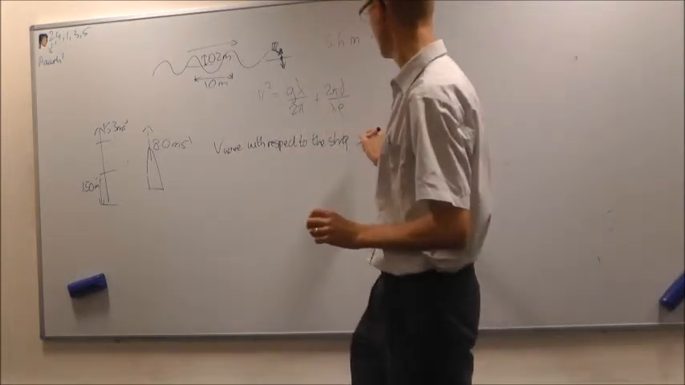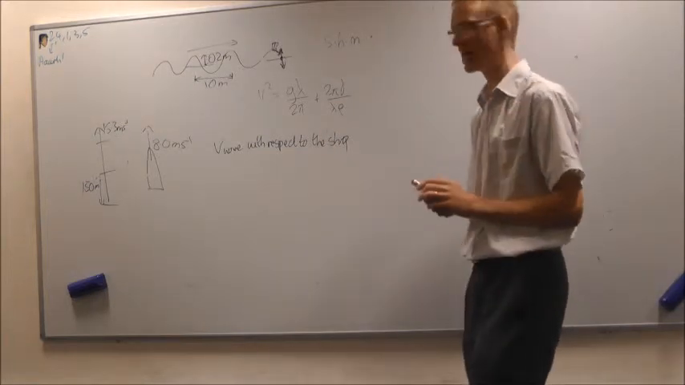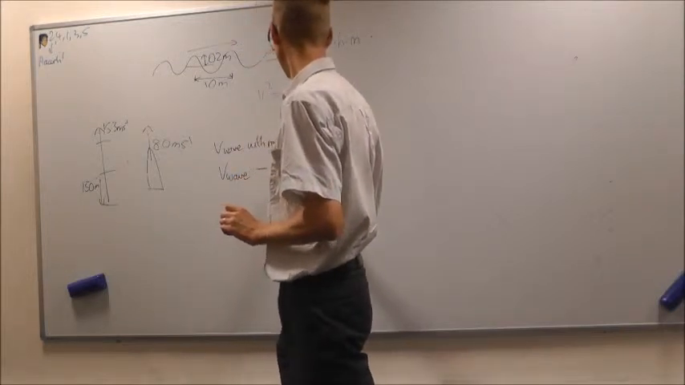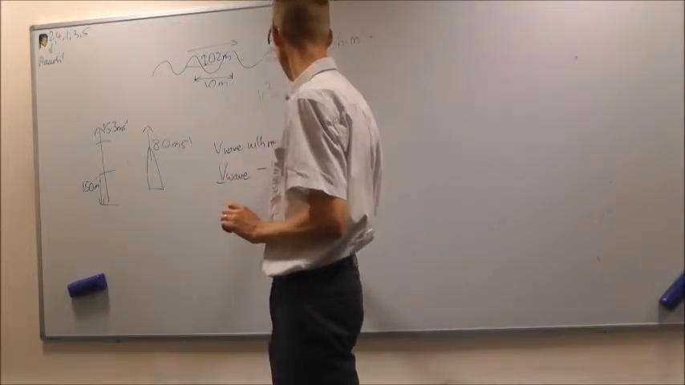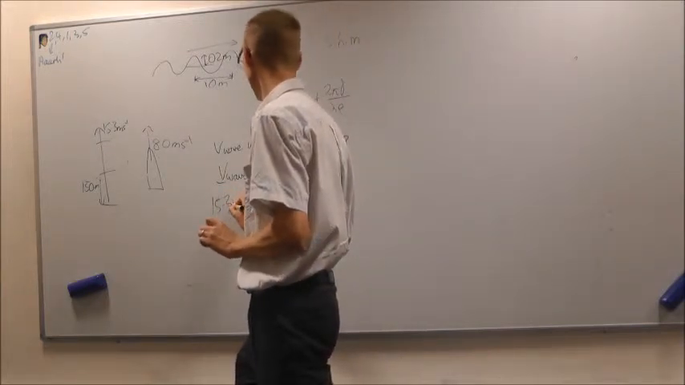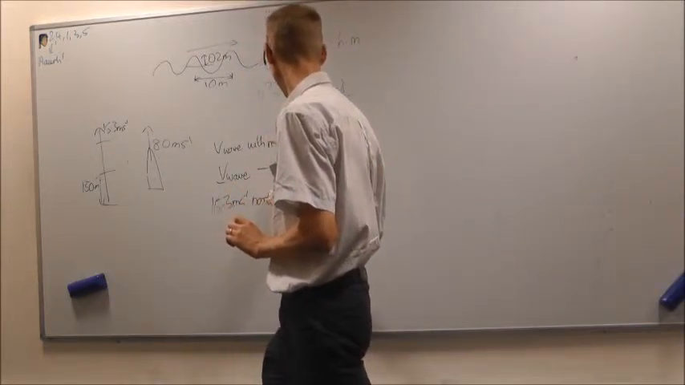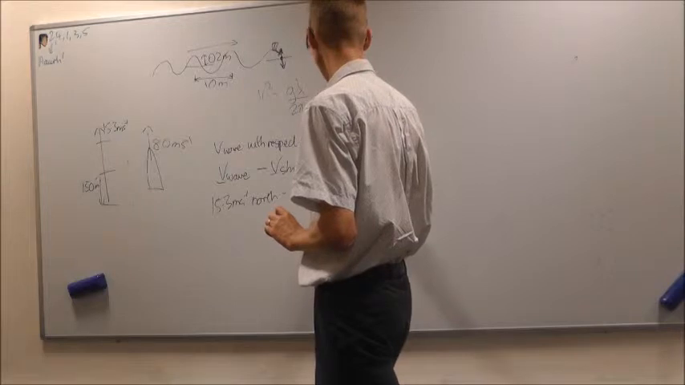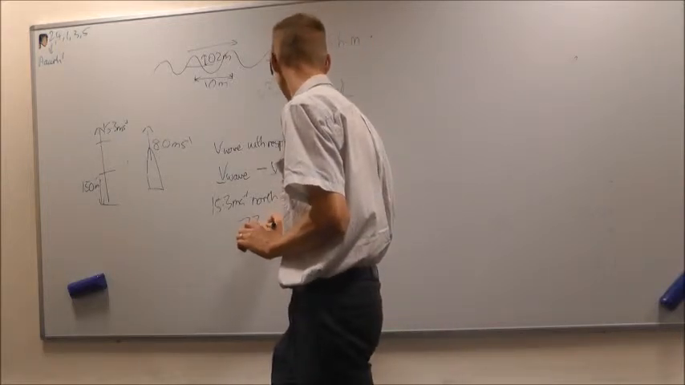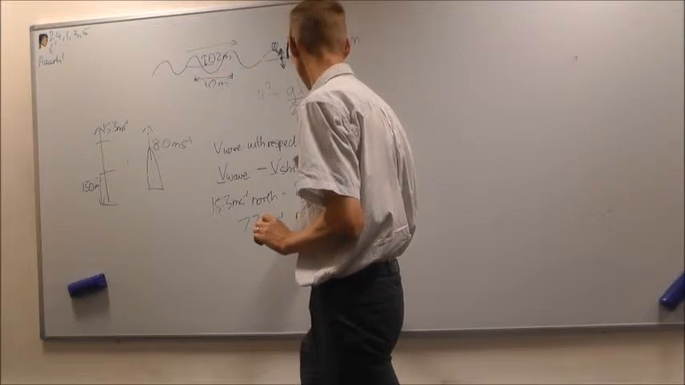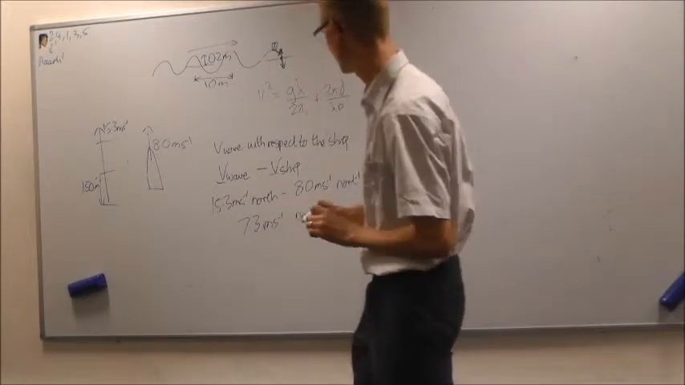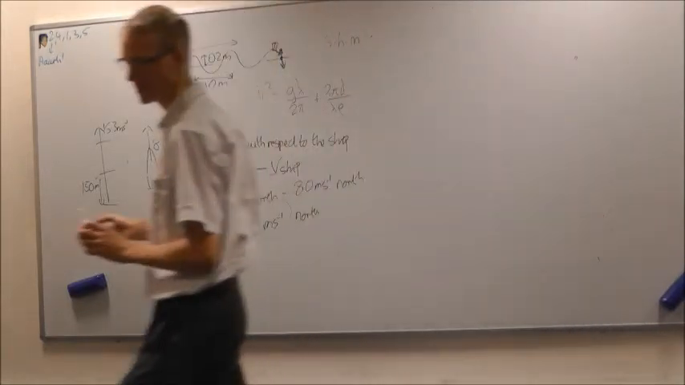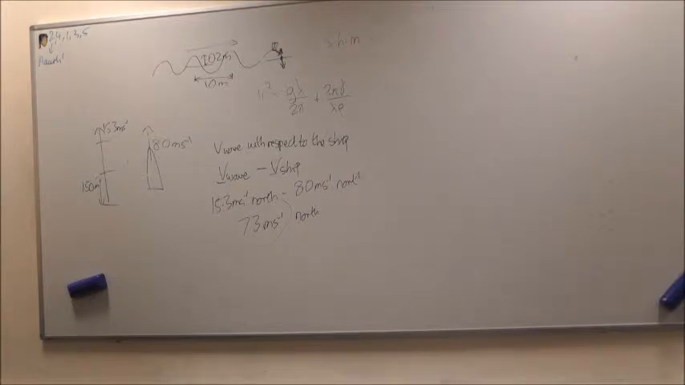With respect to basically means in maths terms minus. So we want v wave minus v ship. These are vectors. Let's put a vector sign under. So we've got 15.3 metres per second north minus 8.0 metres per second north. So 7.3 metres per second north. I don't think the direction is going to come into it. There's our net velocity of the wave that the ship experienced, 7.3 metres per second.